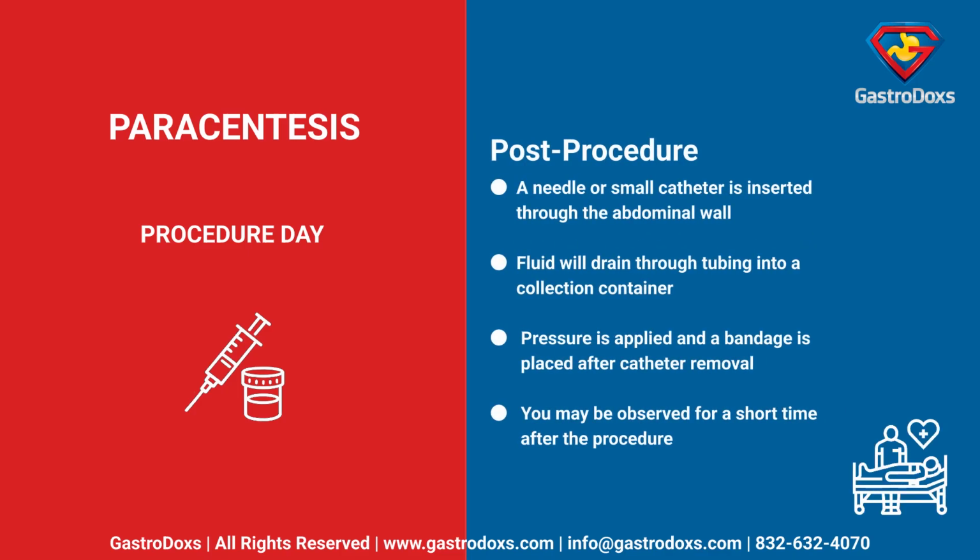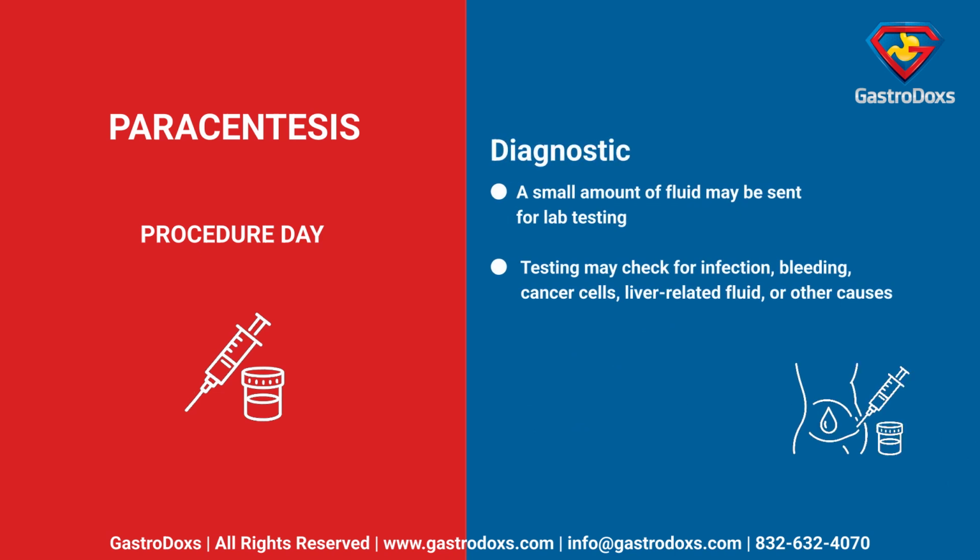Procedure. A needle or small catheter is inserted through the abdominal wall. Fluid will drain through tubing into a collection container. Pressure is applied and a bandage is placed after catheter removal. You may be observed for a short time after the procedure.